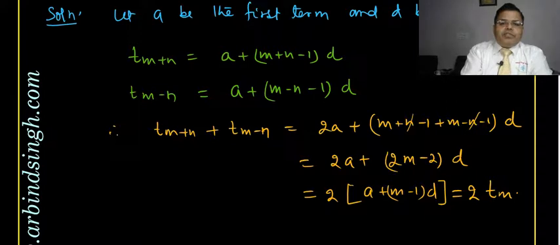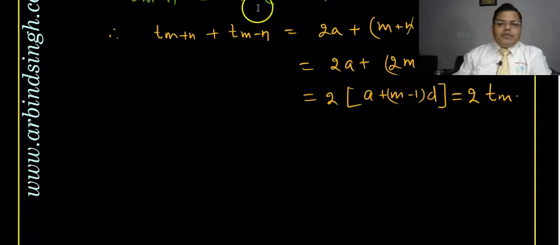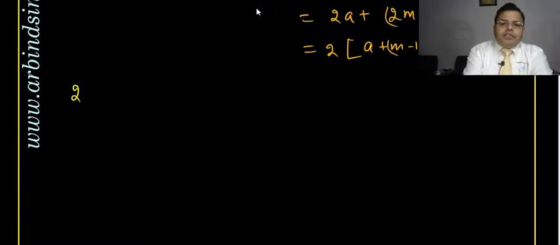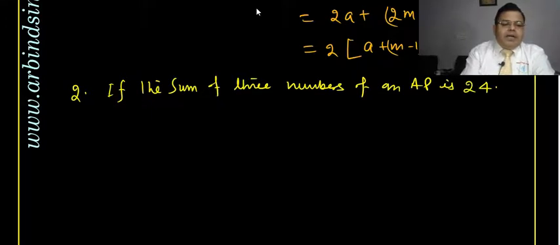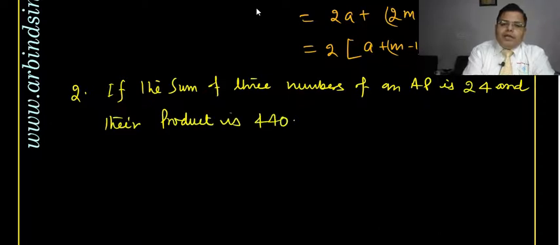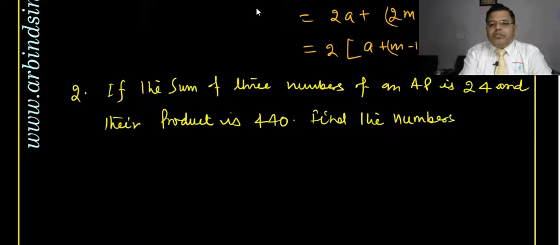So this was the first question, and I hope you understood how to deal with it. Now the second question is: given that the sum of three numbers of an AP is 24 and their product is 440, find the numbers.